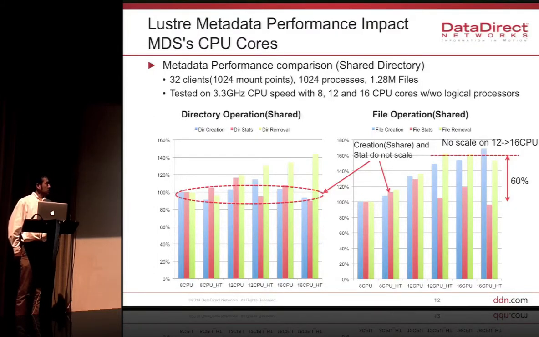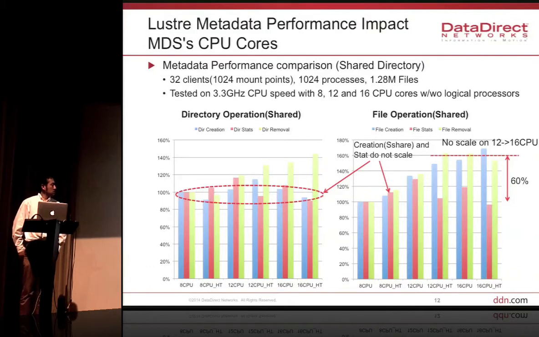This is the same benchmark, except with the shared directory access. For the directory operation, there's not much performance improvement except for directory removal. For directory removal we saw only 40% improvement, but stat and directory creation are not much improved. Nothing much improved.